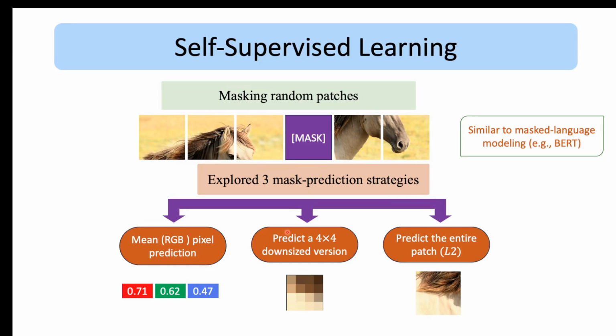In the second strategy, they predict a 4x4 downsized version of the patch, and finally, in the third strategy, they predict the entire patch with L2. The pre-trained models with these self-supervision strategies were quite successful, although the last one, L2, was worse than the others.